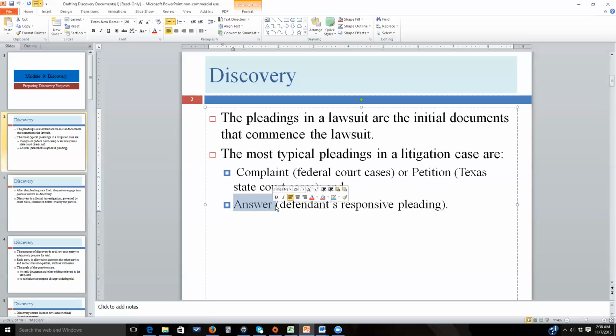An answer, even though the same term is used for state and federal cases, is a very different document when you're responding to a complaint filed in federal court than when you're responding to a petition filed in Texas state court. But again, this isn't the lecture on pleading, so we're going to move on from there. But I wanted you to have a refresher about what these mean. These are typically filed first. It's sometimes the case that you start discovery before the answer is filed, but of course you're definitely not going to start discovery before the complaint is filed because there is no lawsuit, so there's no responsibility to engage in discovery until after there's a lawsuit filed.